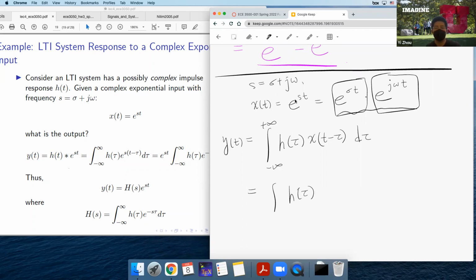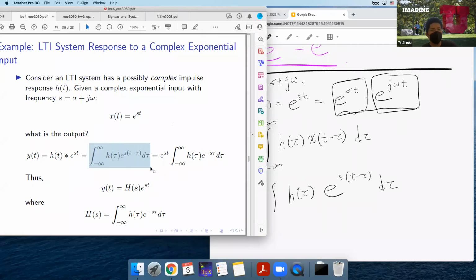And then x(t) is e to the power of st, so x(t minus tau) is e to the power of s(t minus tau), d tau. So we end up with the second equation. Because we are integrating over tau, t is a constant, so we can pull out this constant factor, e to the power of st. What is left inside the integration is h(tau) times e to the power of negative s tau d tau.